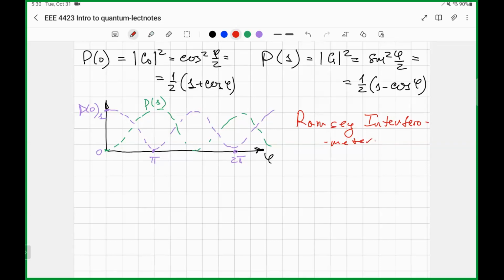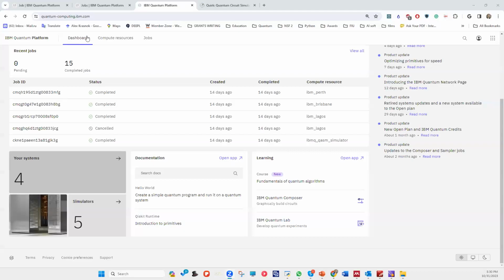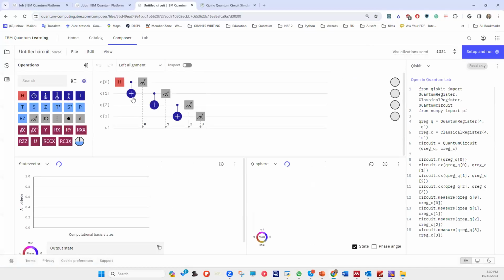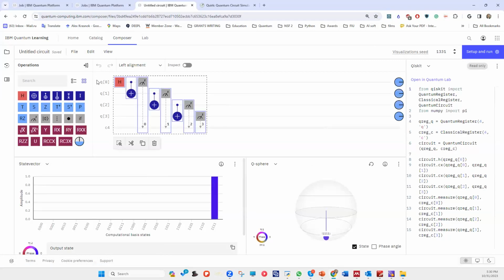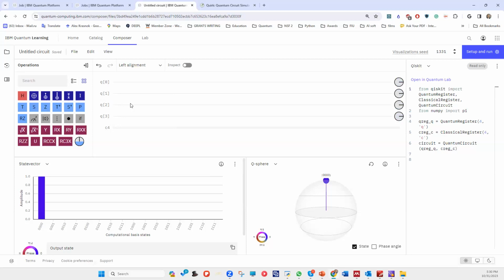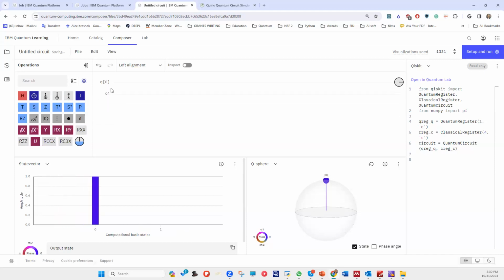Ramsey interferometer. We can realize this quantum interferometer using the IBM Quantum Composer, for example. We need just one qubit. And then I open up the interference.